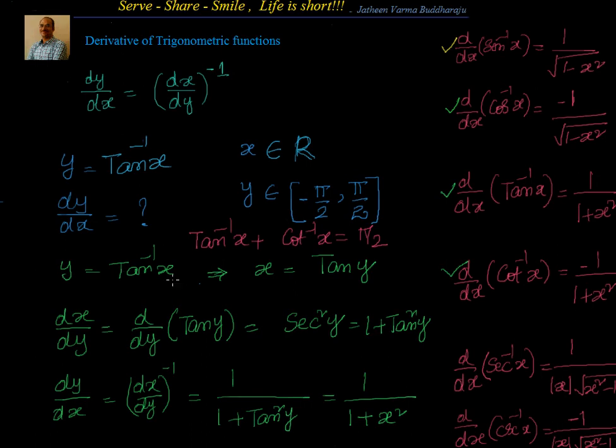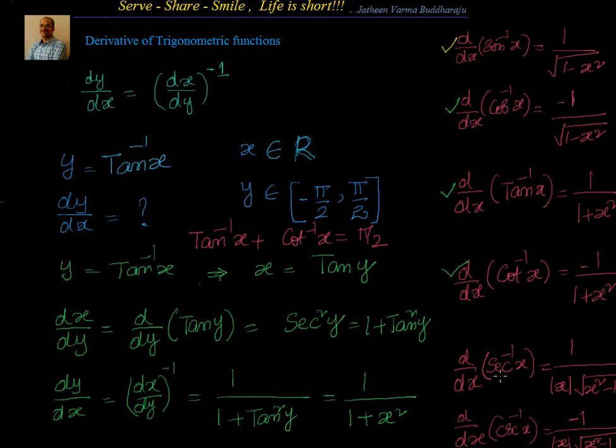You know already the derivative of tan inverse x is 1 by 1 plus x square. Derivative of pi by 2, a constant, is 0. So you will have minus 1 by 1 plus x square. Or can I say the derivative of tan inverse x plus cot inverse x is equal to 0. So the derivative of cot inverse x is minus the derivative of tan inverse x. That way you can prove that the derivative of cot inverse x is minus 1 by 1 plus x square.